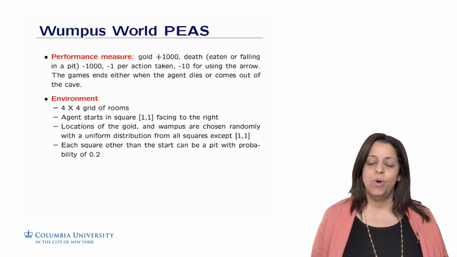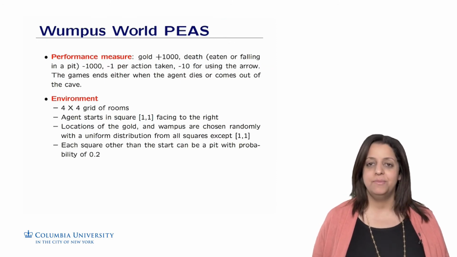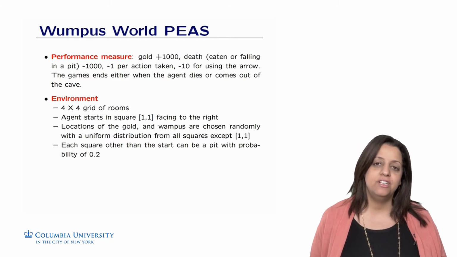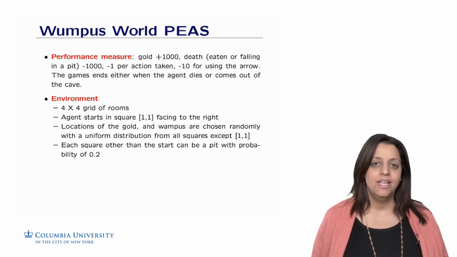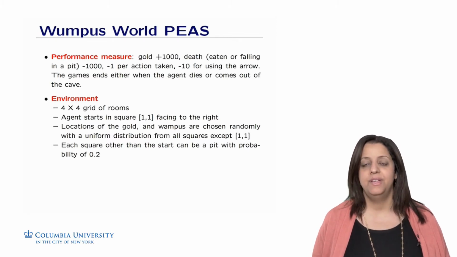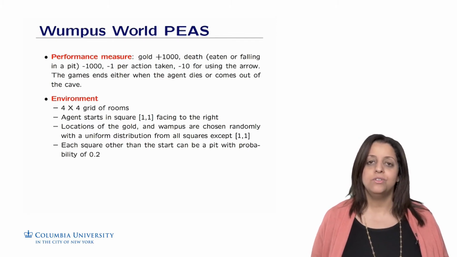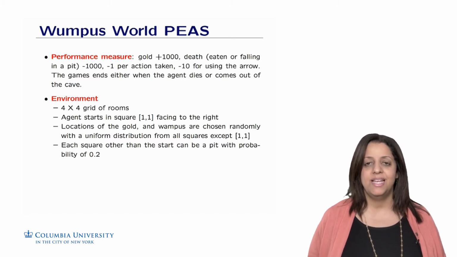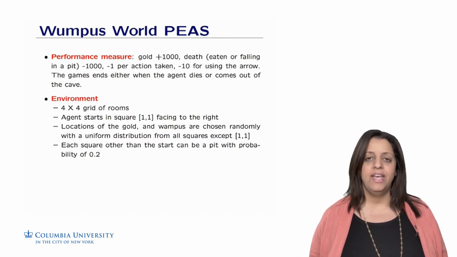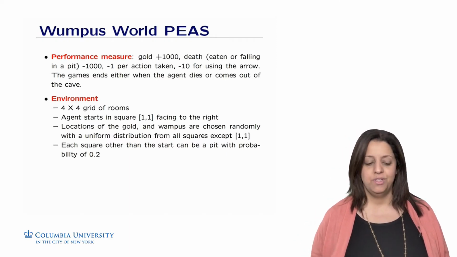So let's now define the Wumpus world in terms of the PEAS environment criteria. So remember, PEAS stands for performance, environment, actions, and sensors. For the performance measure, we're going to add 1,000 points if the agent gets the gold. We're going to subtract 1,000 points if it is eaten or falls in a pit. We are going to subtract 1 point whenever the agent makes an action, and minus 10 if the agent uses the arrow. The game ends either when the agent dies or comes out with the gold.